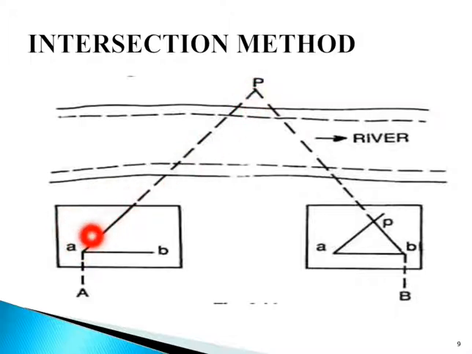So P is bisected and B is bisected, and rays are drawn. The distance AB is measured and plotted to any suitable scale to obtain point B. So say scale capital AB is drawn approximately, plotted to any suitable scale to obtain point B. Here we can see point B.